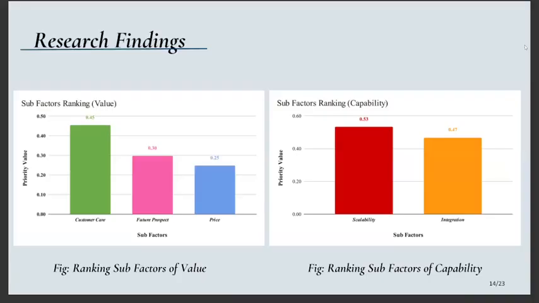Also, we ranked soft factors of value. Value had 3 soft factors: customer care, future prospect, and price, among which customer care was ranked the highest, and then future prospect, and then price. And we also ranked soft factors of capability, where scalability and integration were the major soft factors, out of which scalability was ranked the highest by Nepalese data analysts.